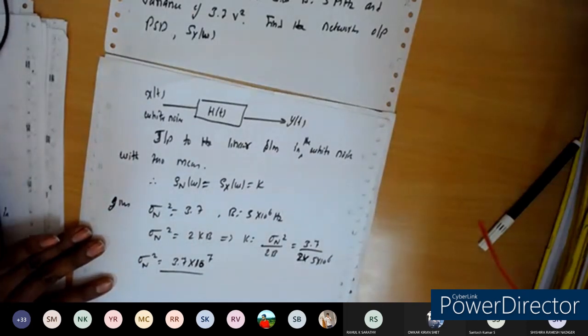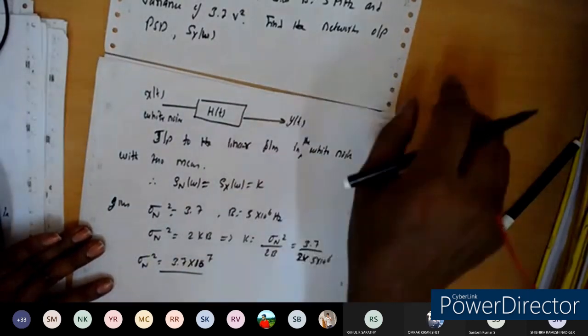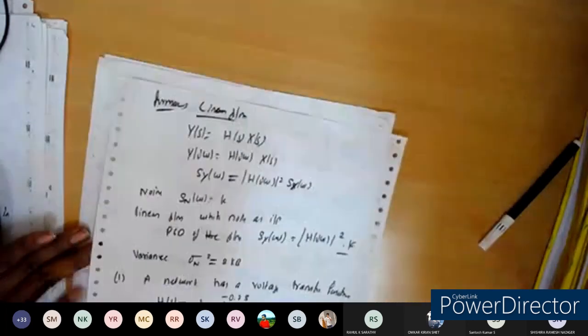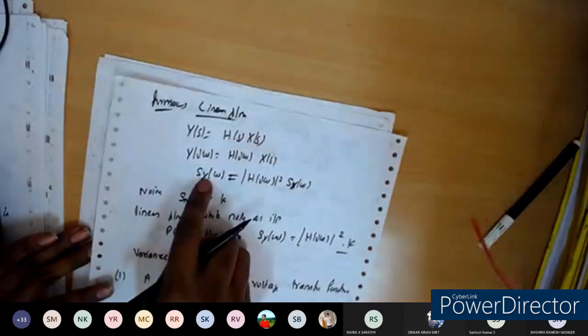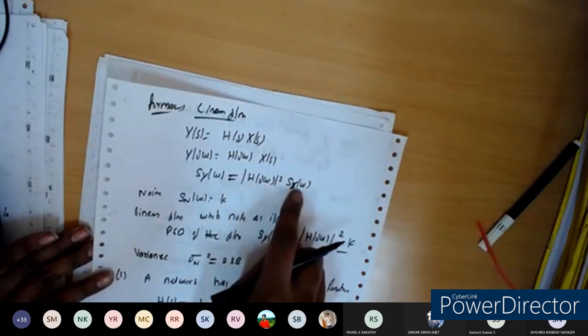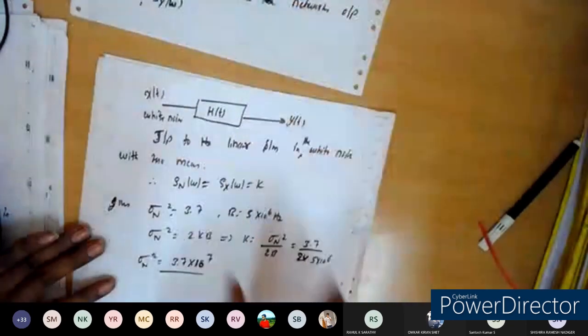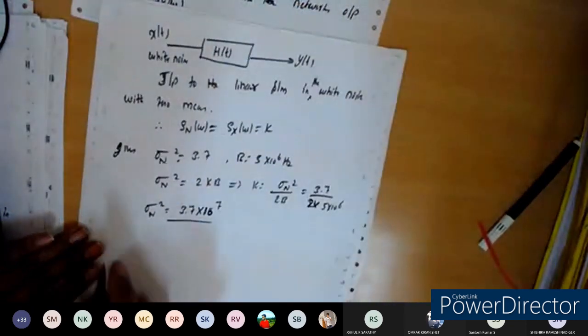Right. Any doubts in this one? Also, we have seen the formula for the power spectral density of the output: Sy of omega is equal to the magnitude of H of j omega, the whole square, into Sx of omega. Let us use this formula to find the power spectral density.